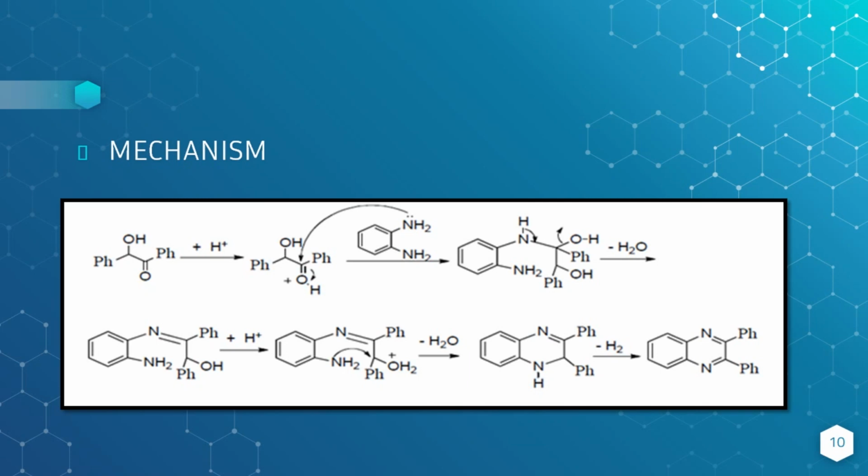So in total you can see there is removal of 2 water molecules, and at the end cyclization takes place, which leads to formation of 2,3-diphenyl quinoxaline. So this is the overall mechanism for synthesis of 2,3-diphenyl quinoxaline. So the lone pair of nitrogen of orthophenylene diamine is going to attack the carbocation of benzil.